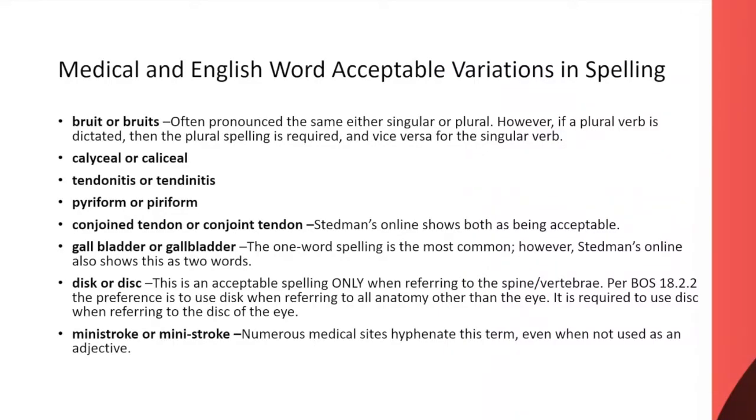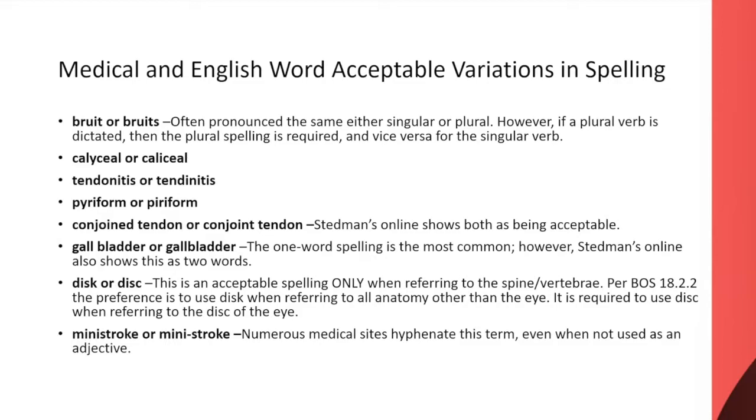Medical and English word acceptable variations in spelling. There are things like bruit or bruits, one spelt with an S and the other one without, but they're pronounced the exact same way. So often pronounced the same, either singular or plural. However, if a plural verb is dictated, then the plural spelling is required, and vice versa for the singular verb. But in most cases, a lot of times they just say no bruits. So in that case, you can spell it either way because you have no way of knowing if it's the plural or the singular.